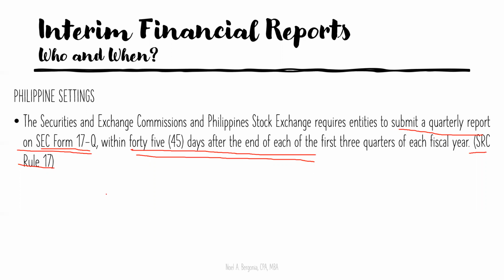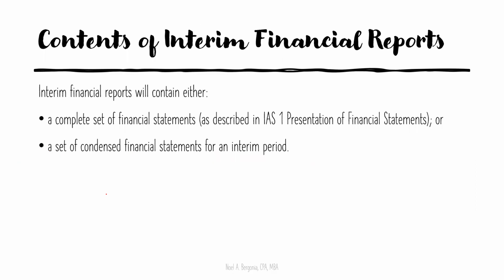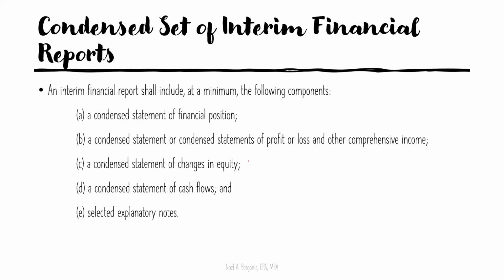Okay? Sige, so let's now proceed with the contents of the interim financial reports. So kanina, in our definition of the interim financial reports, it stated there that our financial reports either consist of the complete set of financial statements, which is in accordance with IAS number 1, or the set of condensed financial statements for the interim period. Okay? So now let's talk about the condensed set.